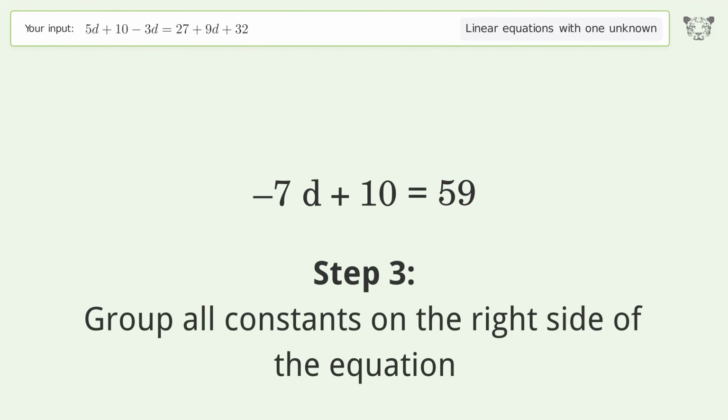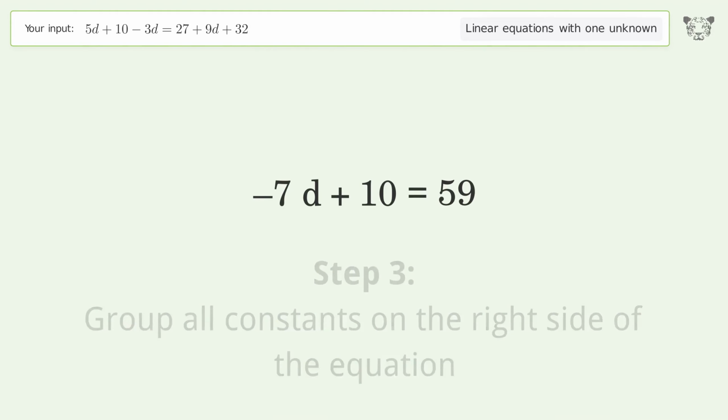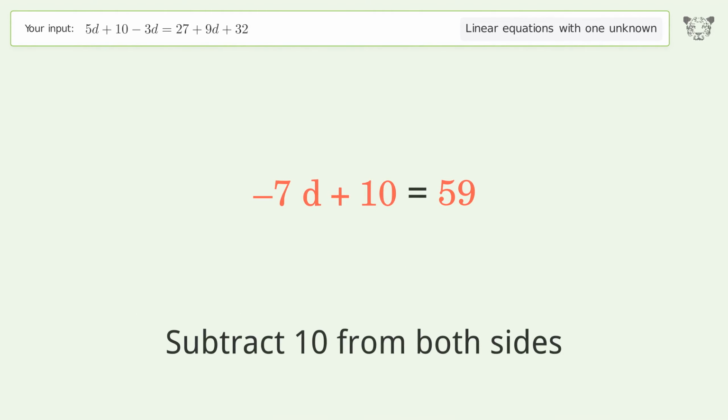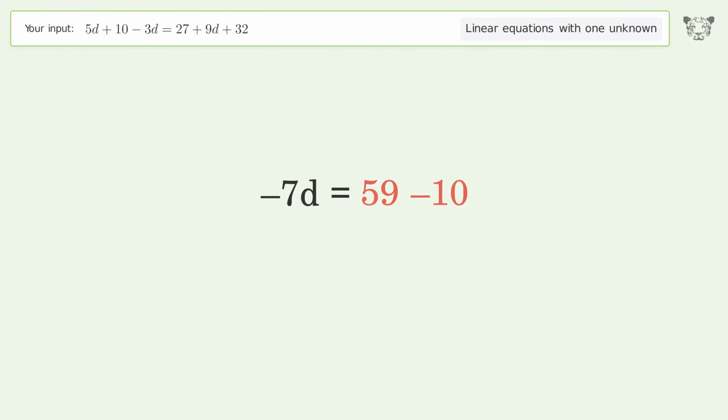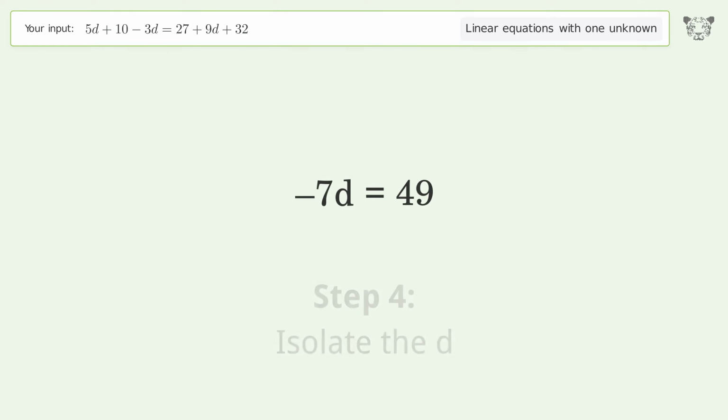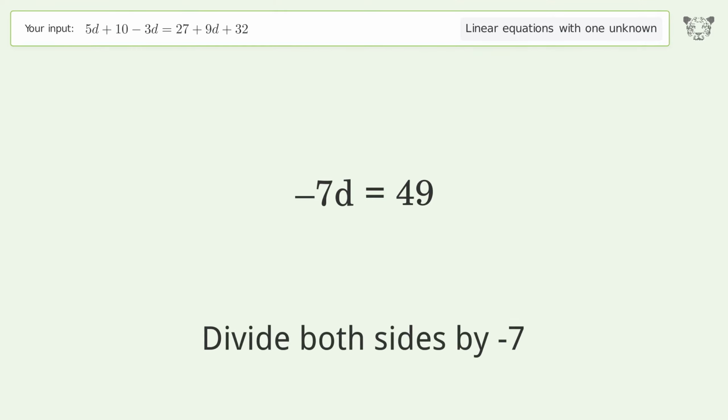Group all constants on the right side of the equation. Subtract 10 from both sides. Simplify the arithmetic. Isolate the d. Divide both sides by -7.